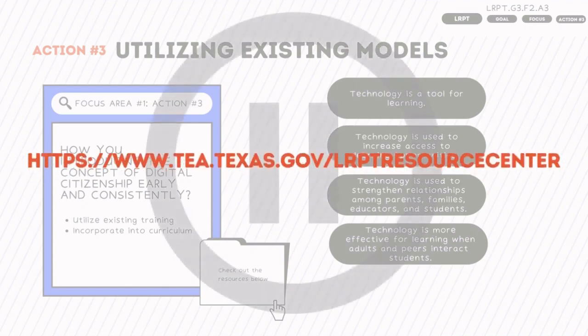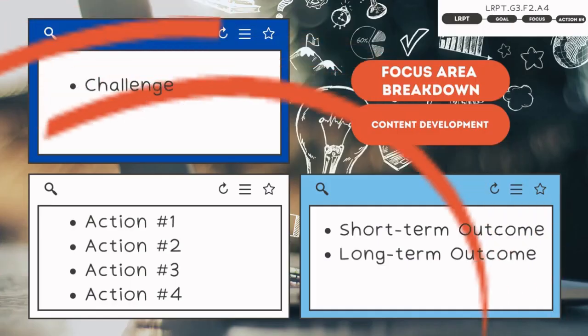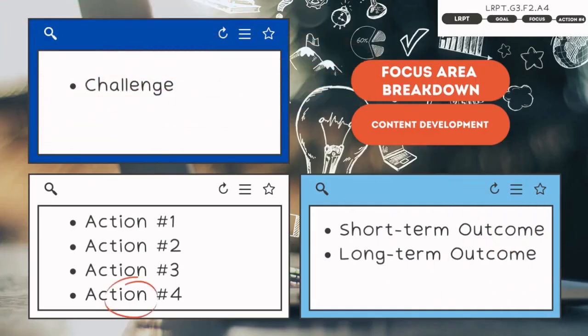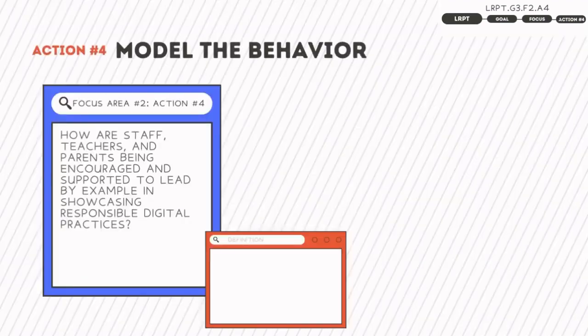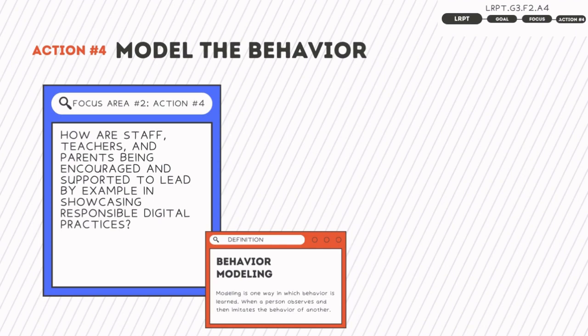Pause the video here to reflect in your workbook on how your actions are allowing for early and consistent introduction of this topic. The last action for this focus area is action number 4. Action number 4 is to model the behavior desired from the learners. How are staff, teachers, and parents being encouraged and supported to lead by example in showcasing responsible digital practices?